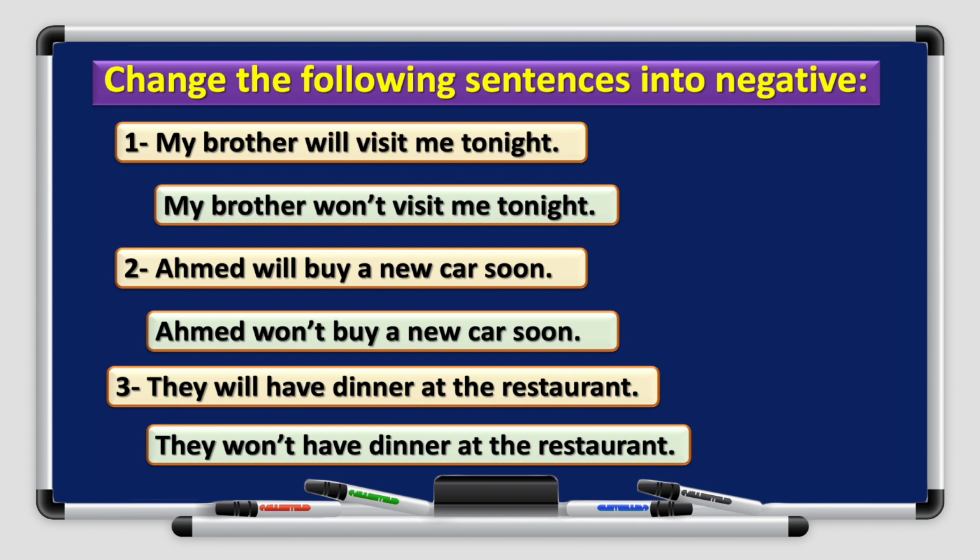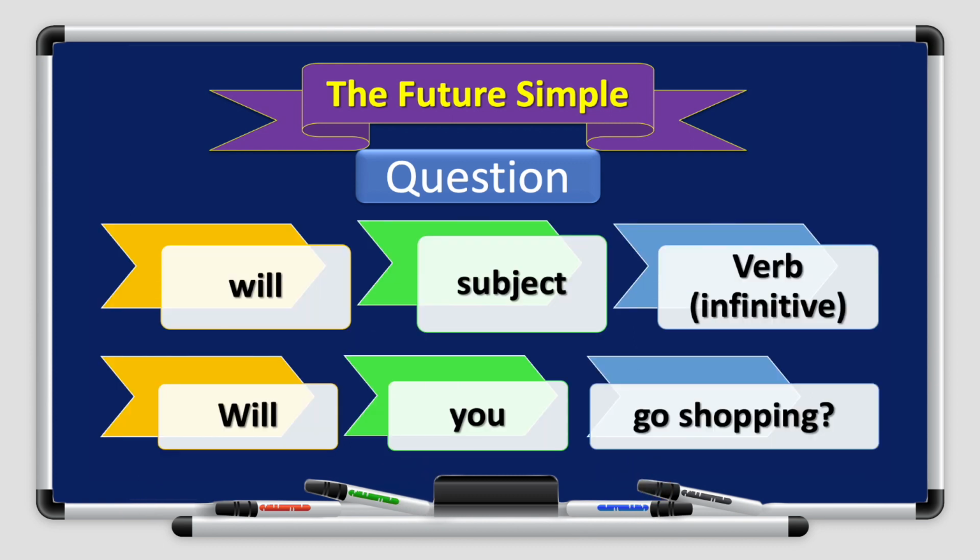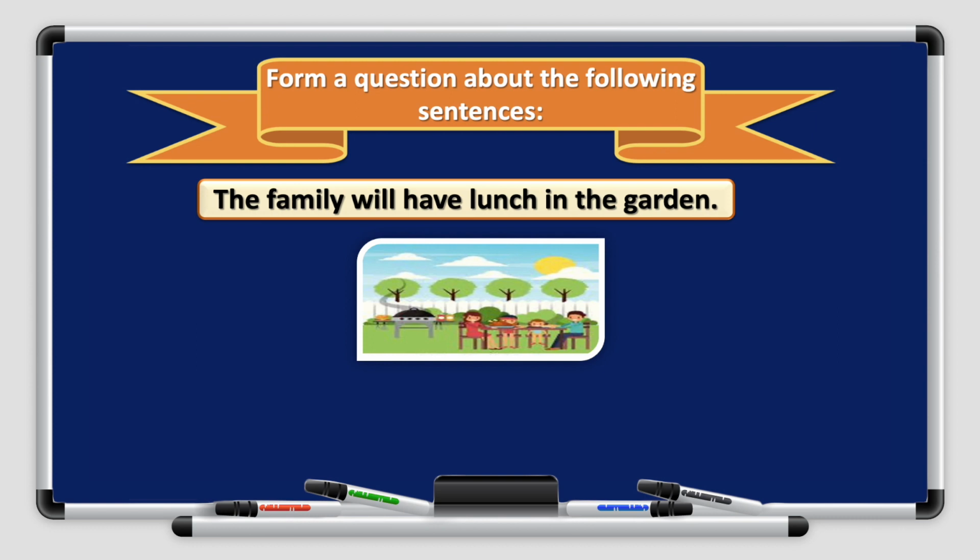Good job. Now we want to form a question using the future simple. What do we do? We start with will, followed by the subject, followed by the verb infinitive. For example, will you go shopping? Let's look at an example. Form a question on the following sentences.